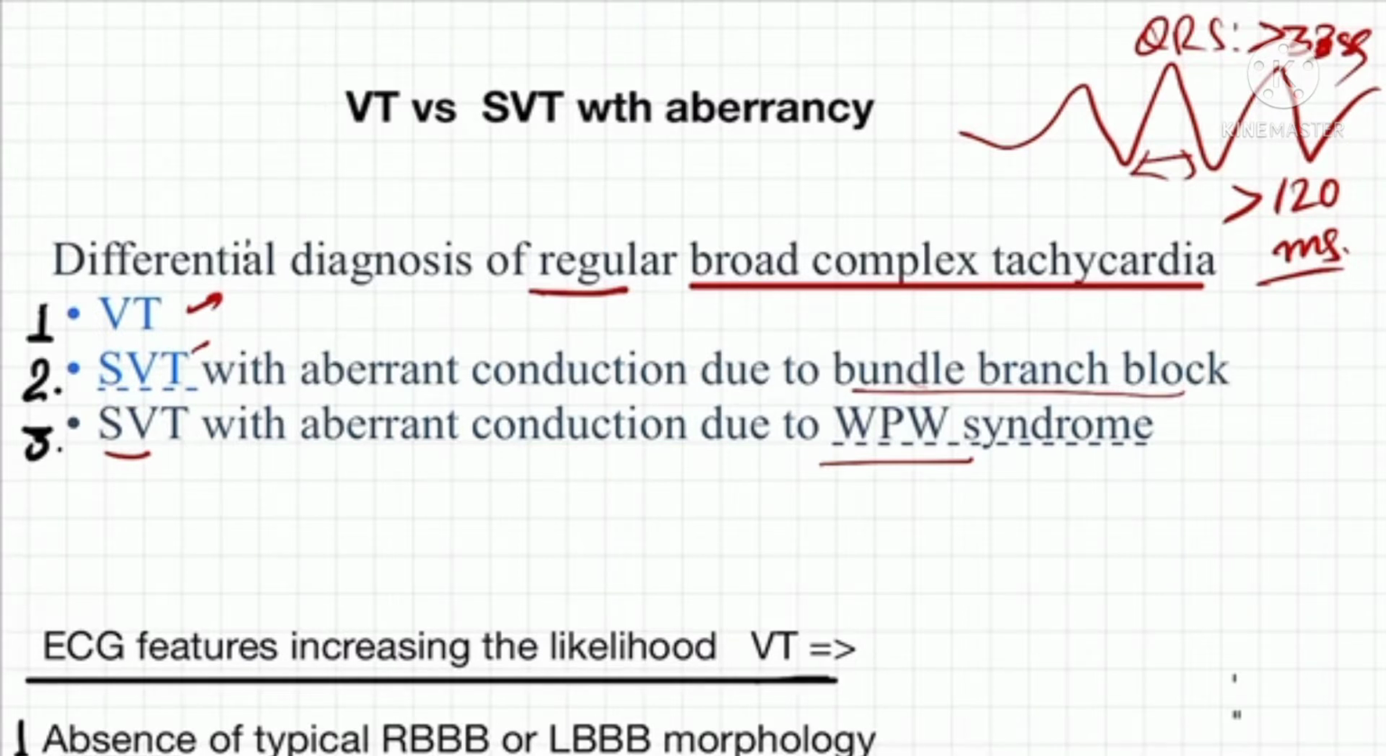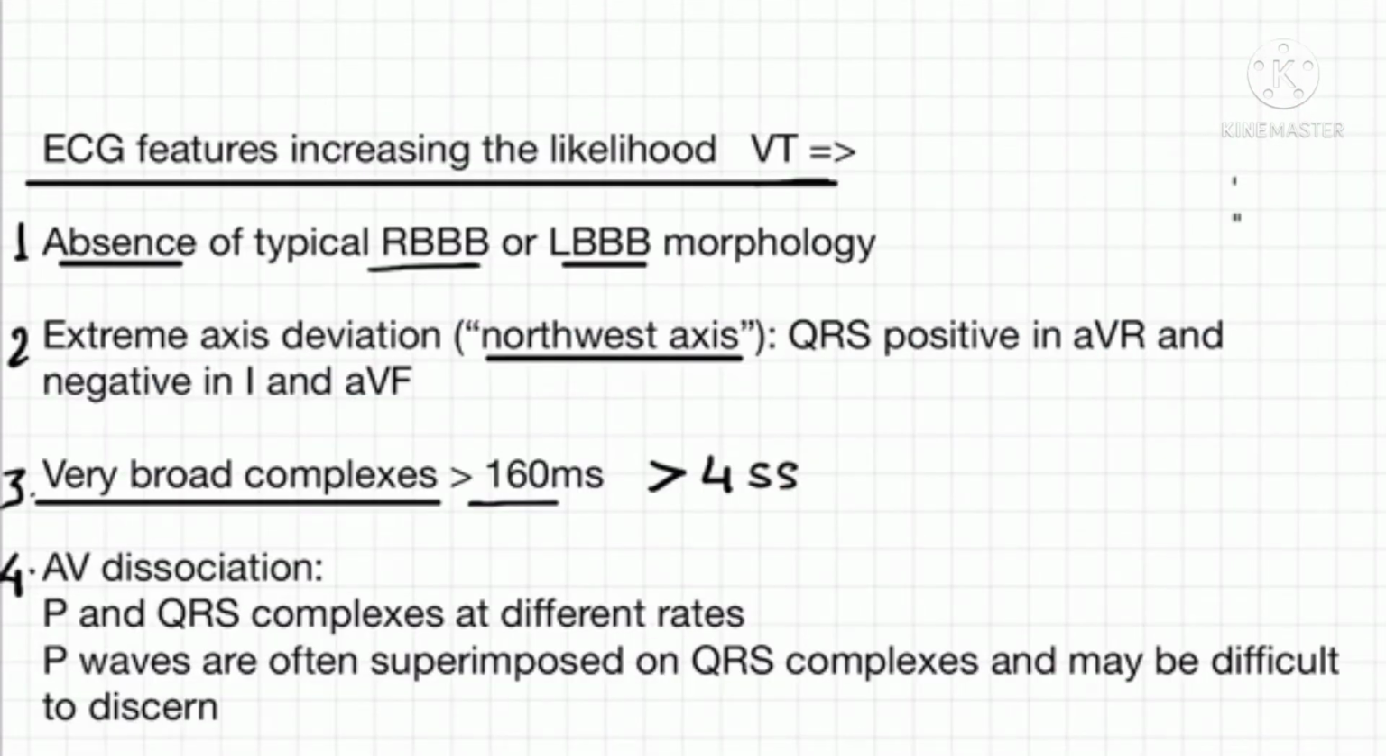The ECG features suggesting the VT. What are the ECG features by which we can mainly diagnose, and mainly suggest, that the patient is in VT?